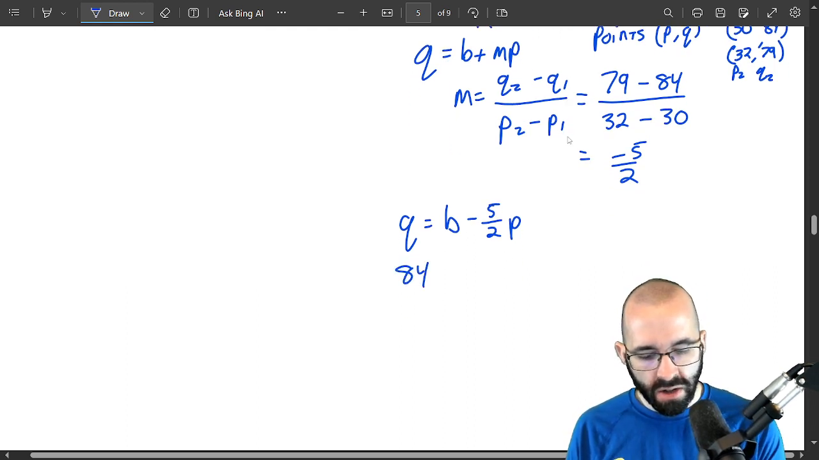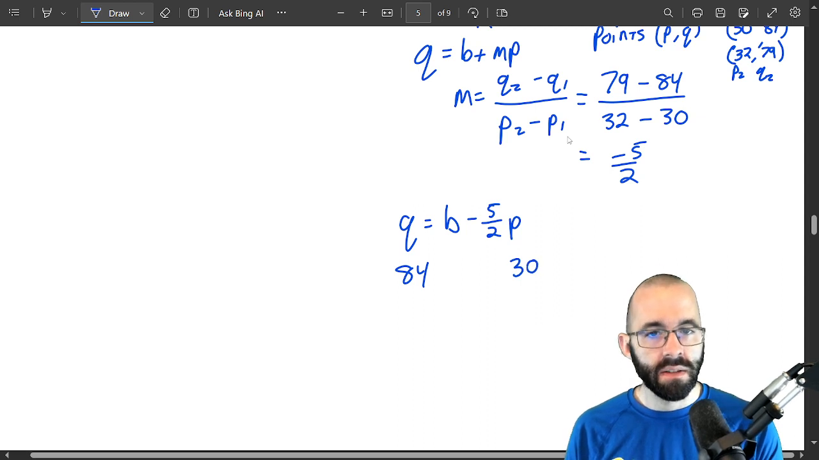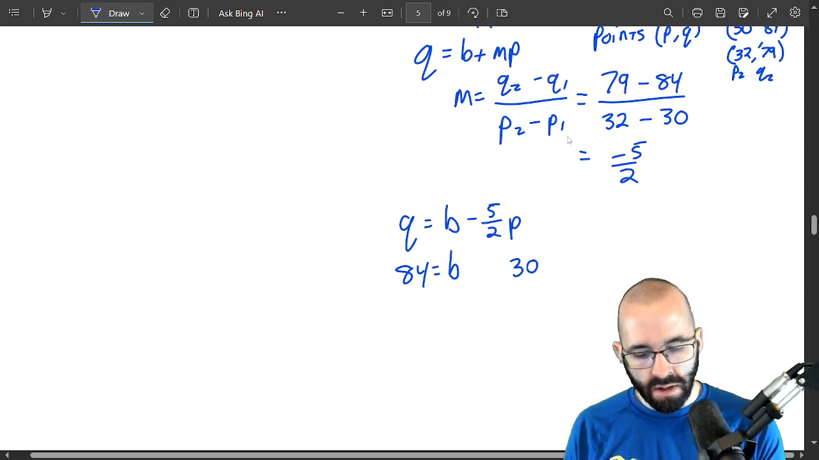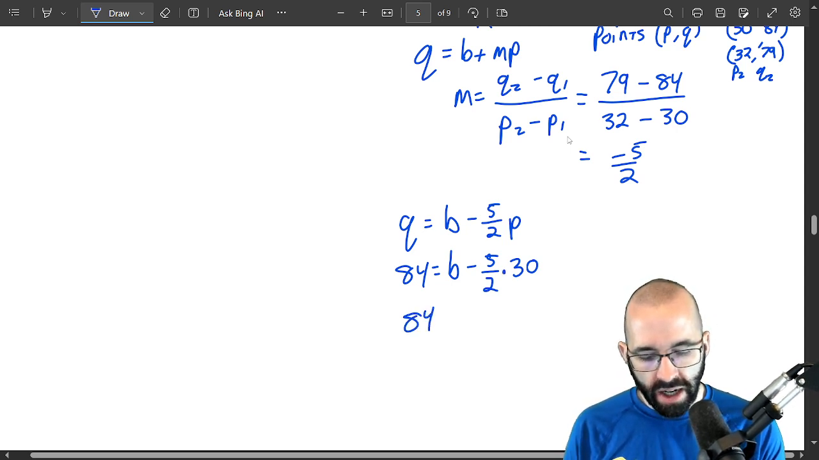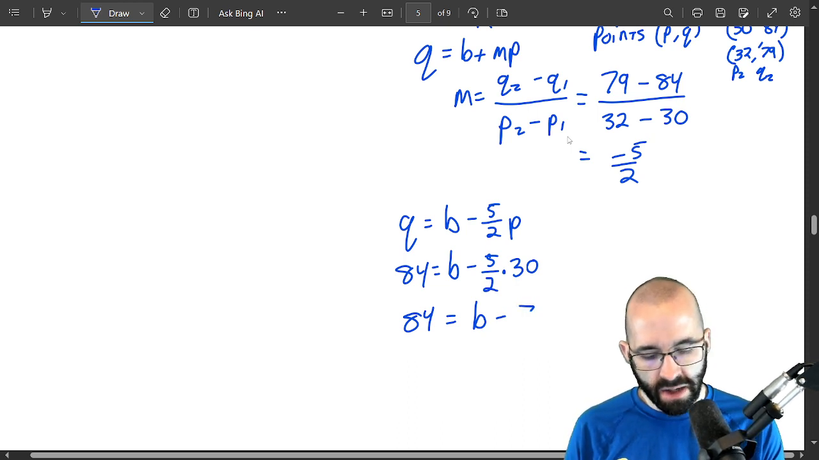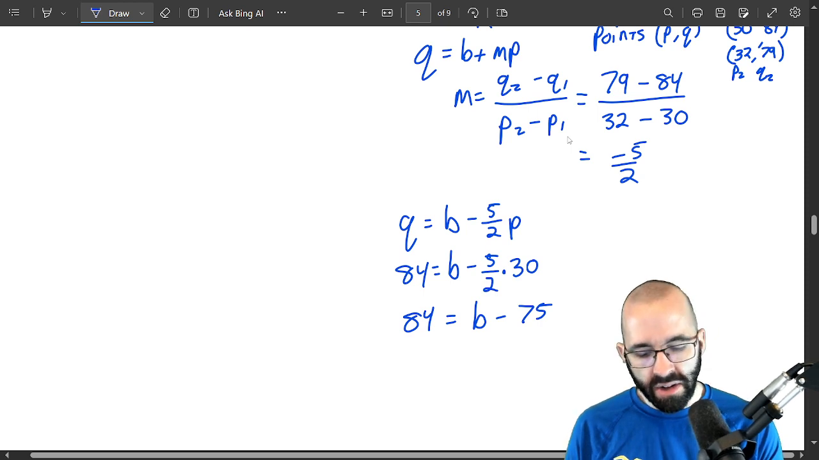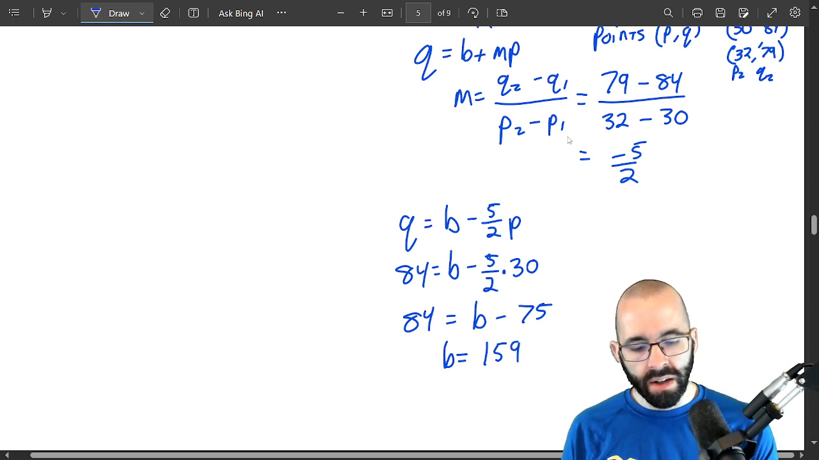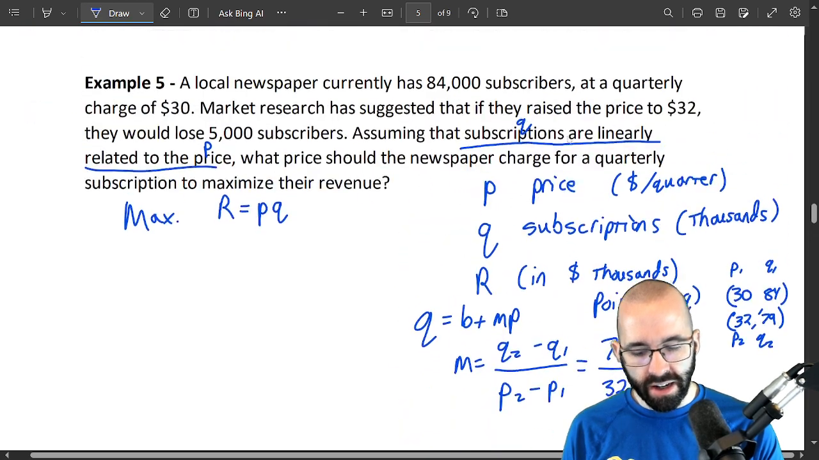Quantity is 84 when the input is 30. Solve for B. We'll get 84 is B minus half of 30, which is 15, times 5, that's 75. Add 75 to both sides. When we do that, we get 159 as our B value, I think. So we finally have our equation of our line.